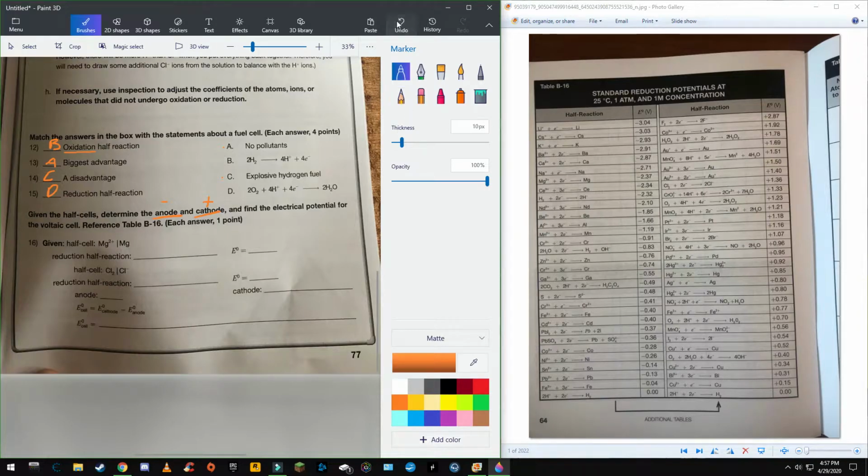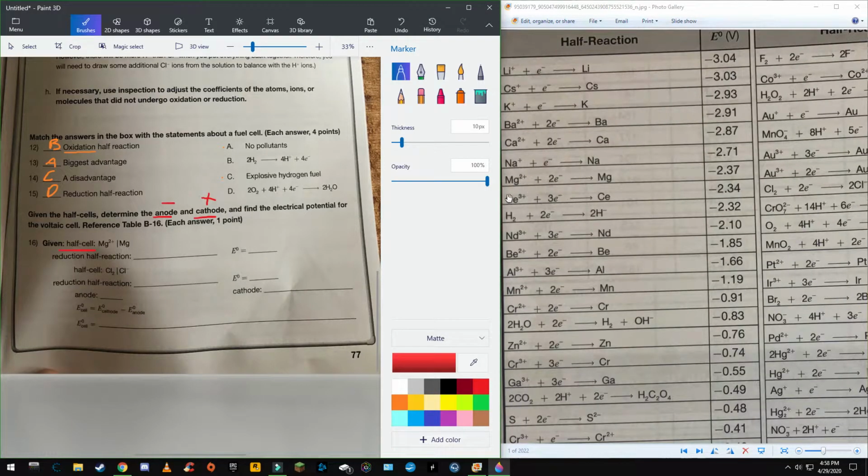And I no longer like this orange. It's actually bugging me. It's a little too crazy orange. So let's go red. Anode, cathode. Anode's negative, cathode positive. So now that we have this here, we need to figure out what it's asking for. So it's given our half cell. Now we have the Mg with a positive 2 with an Mg with no charge. So if you go over this chart here, we need to find the half reaction of Mg right there. See that? Boom, right there.